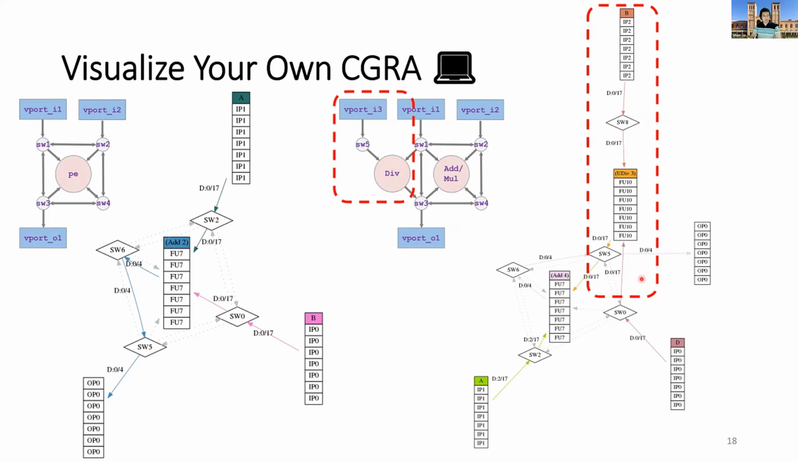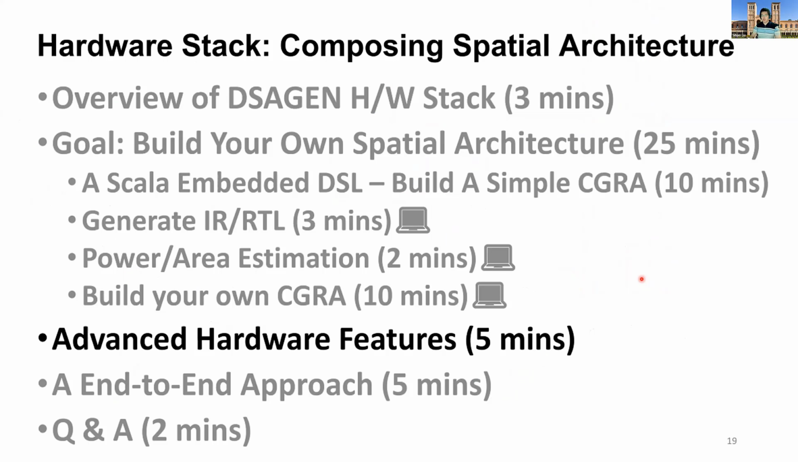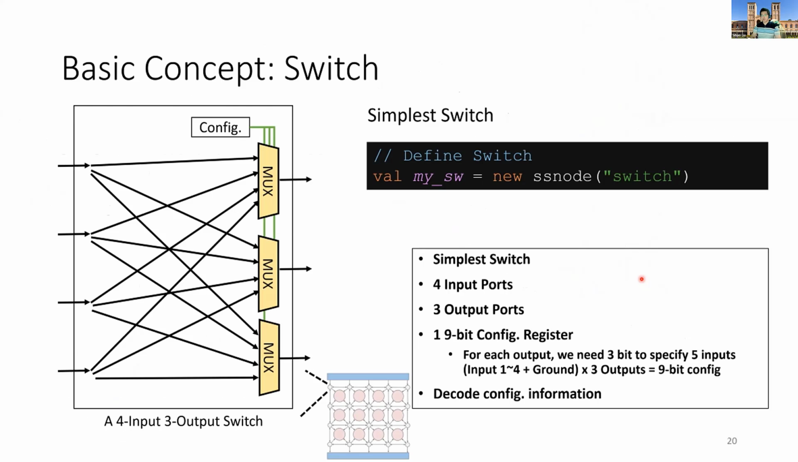Okay, I will proceed. In the next section, I will briefly talk about the advanced hardware features that we support. Before we do that, we need the basic concept of the switch. And a switch is really easy, just a bunch of muxes with a buffer at the output direction. This is the easiest switch that you can define. And the number of input ports and the number of output ports is defined by the connections.